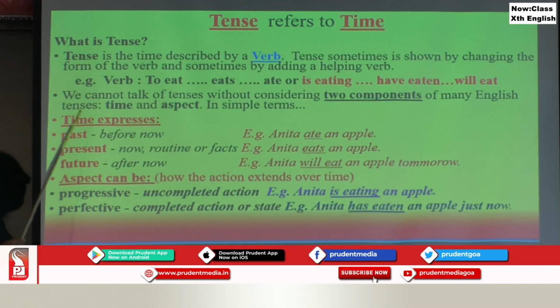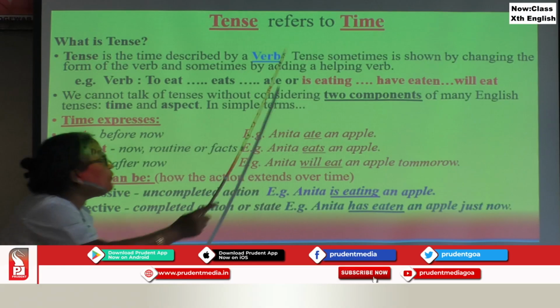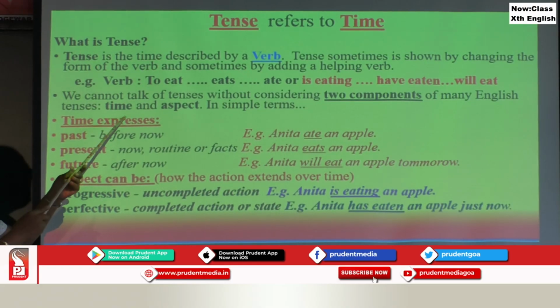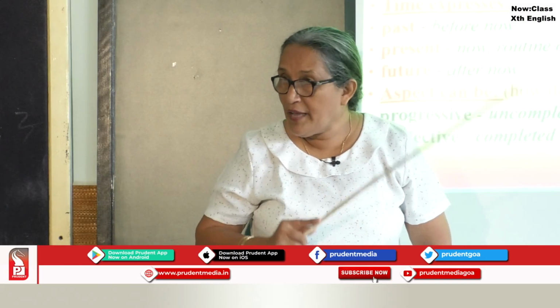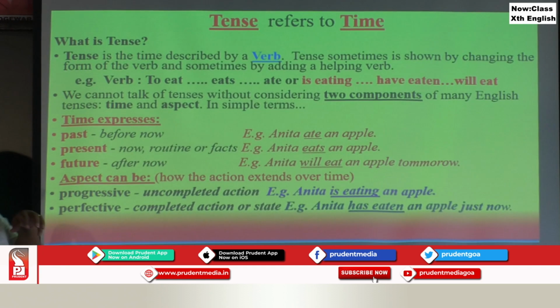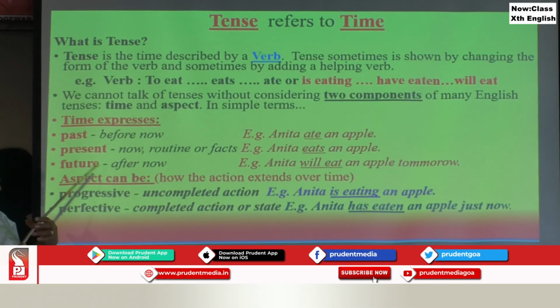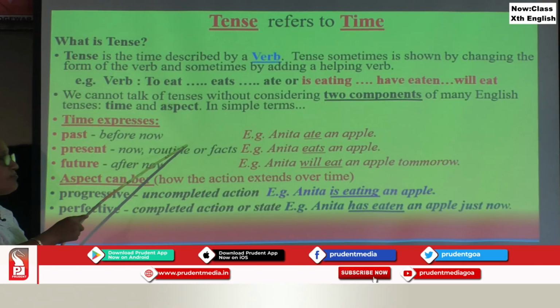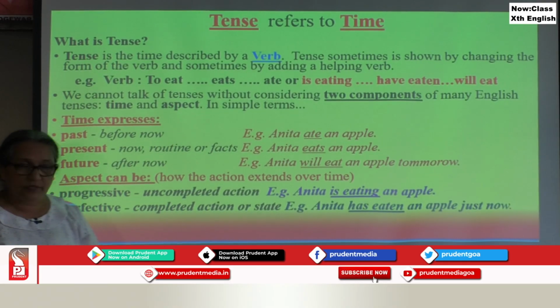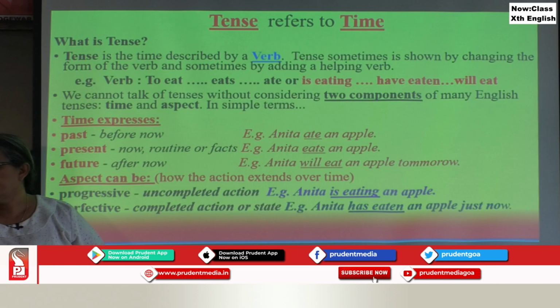Now, we cannot talk of tenses until we understand the two components of the English tense, that is time and aspect. By time, I mean past, present, future. Past is before now. Present is now. And also present is used to talk about routine or facts. I'll come to those examples. Time also refers to future. By future, I mean to come, that is after now. Look at these examples now.